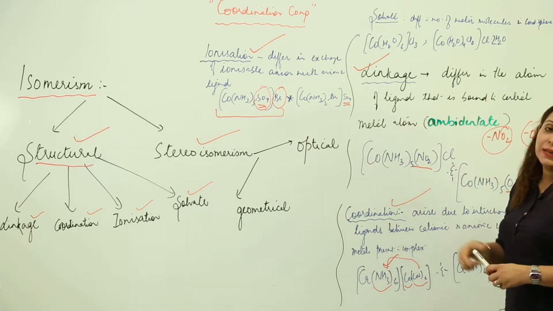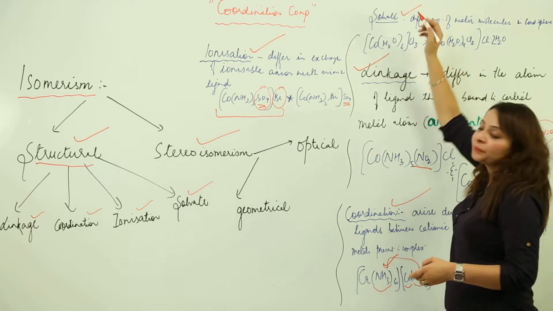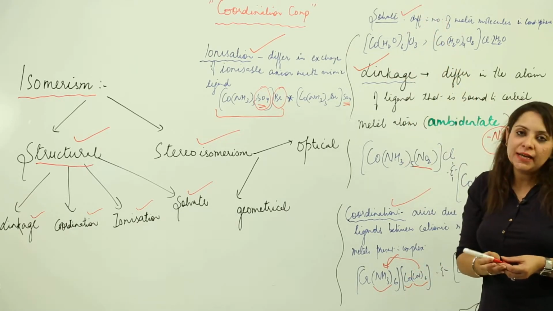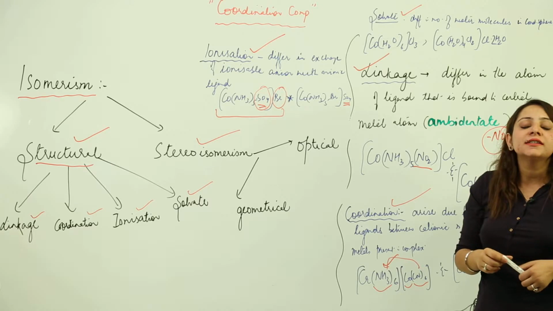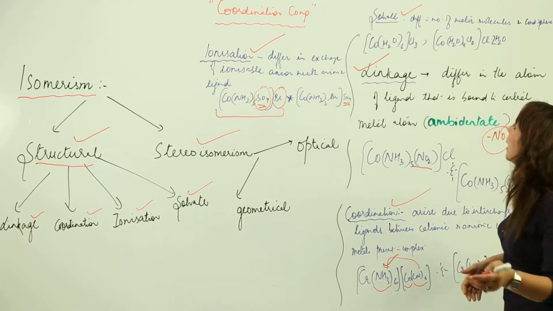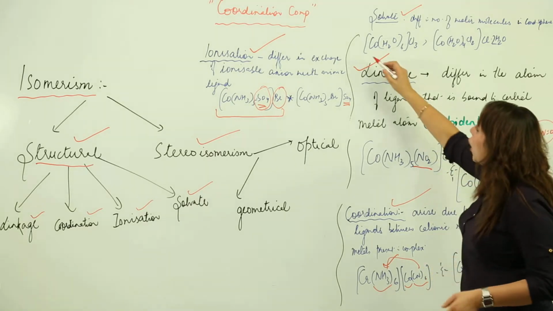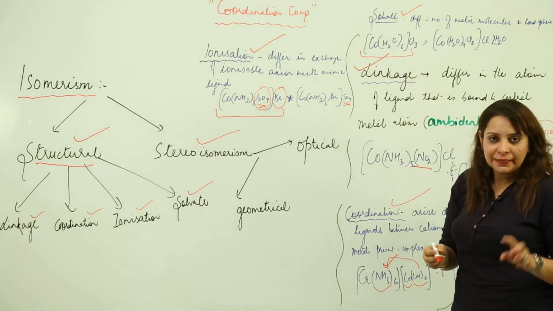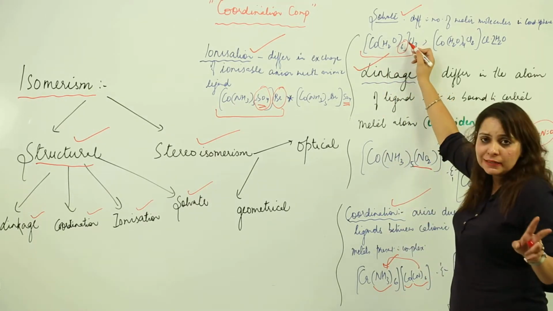The last one, structural isomerism, is the solvate one. This is also called hydrate isomerism. It differs in the number of water molecules present in the complex ion. As you can see in this case, how many water molecules are there in the complex ion? 6. As you can see, 6 ligands.